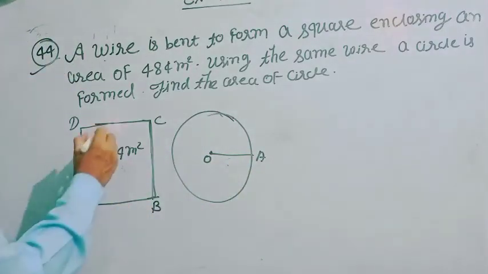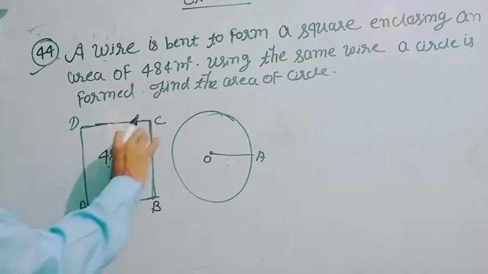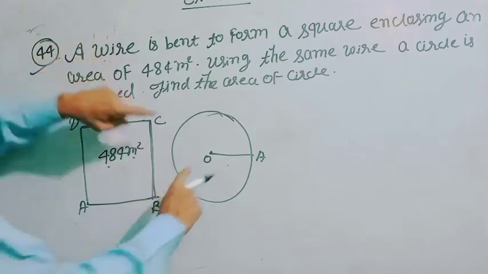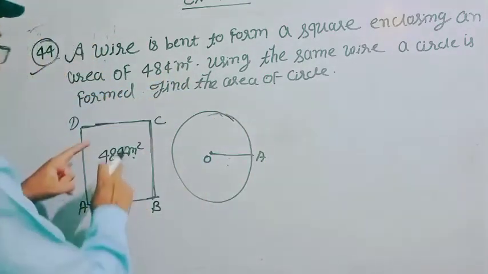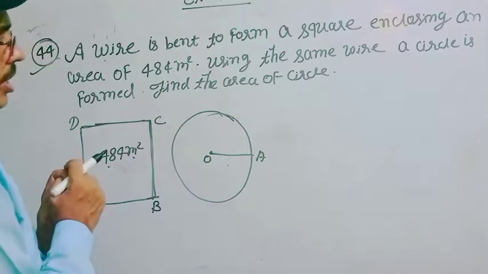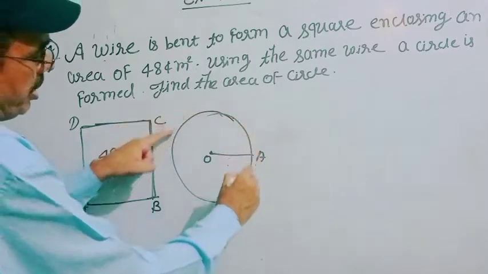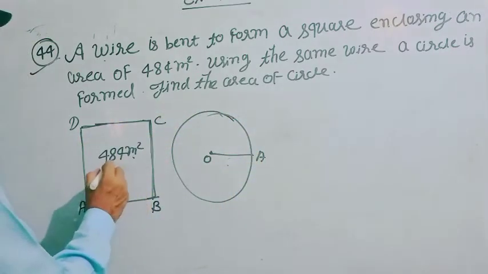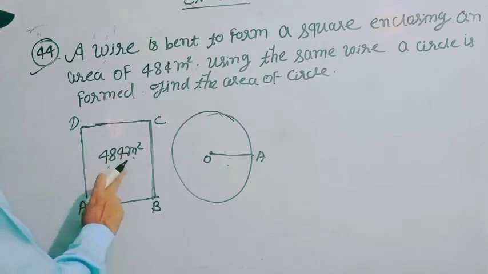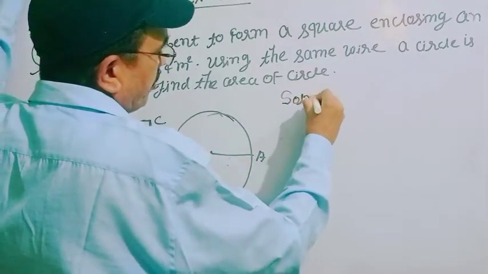When it is given that the area of a square is 484 meter square, we have seen that when a wire is formed into a square, and after that it is bent in the form of a circle, then the perimeter of the square is always equal to the circumference of the circle. So first, what is the perimeter of the square? It depends on the side of the square, but the side is not given here.